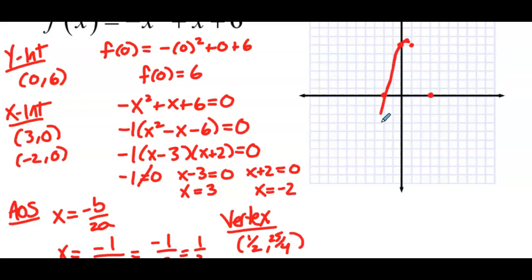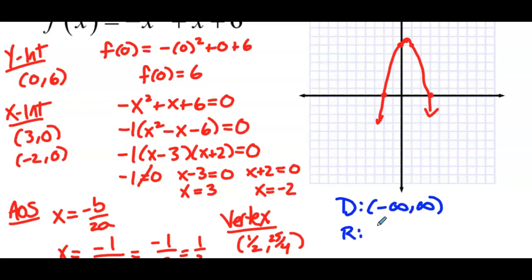Now we technically have 5 points. So we can draw our parabolic curve. Well, let's see if I can do that one a little nicer. That was a little messy. That's a little better. A little shaky over there. Okay, so the domain is negative infinity to infinity, and the range is negative infinity up to 25 over 4.